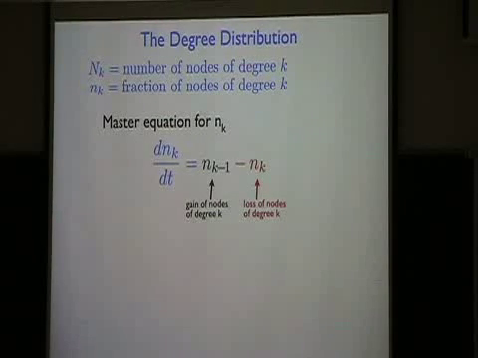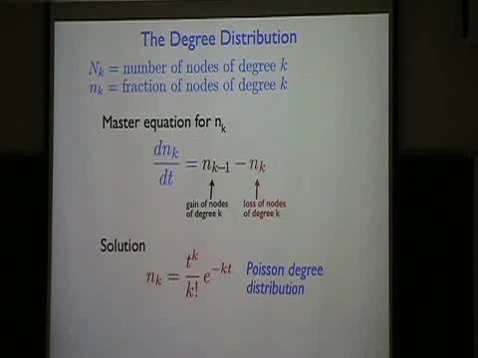Hopefully you recognize this differential equation, because it's nothing more than the differential equation that defines the Poisson process. So you can just start, say, with a delta function distribution where every node has degree 0, and then you find that this is a solution. So it has a Poisson degree distribution.